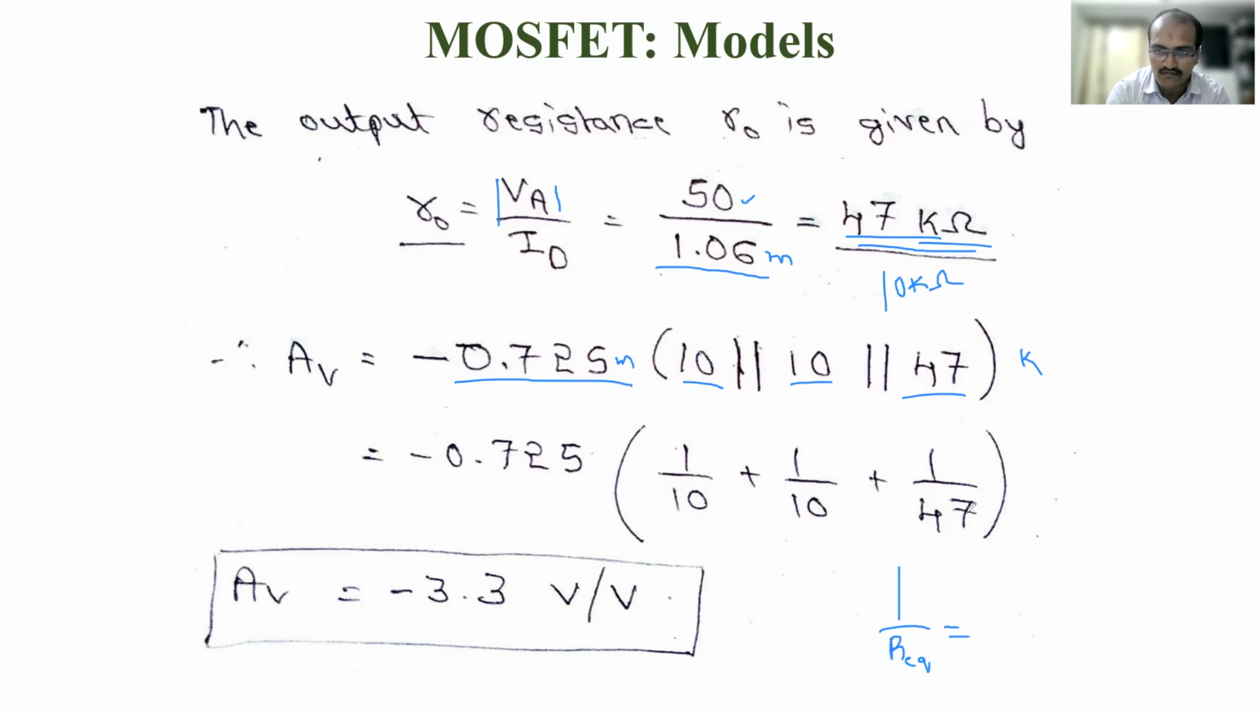plus 1 by 47. Then you have to take the reciprocal of that answer and multiply with the 0.725. When you do that, use the calculator. Easily you will get the answer. You'll get minus 3.3 volt per volt, because it is voltage gain: output is voltage, input is also voltage, so normally we write volt per volt. So this is the answer you'll get for the first part, voltage gain.